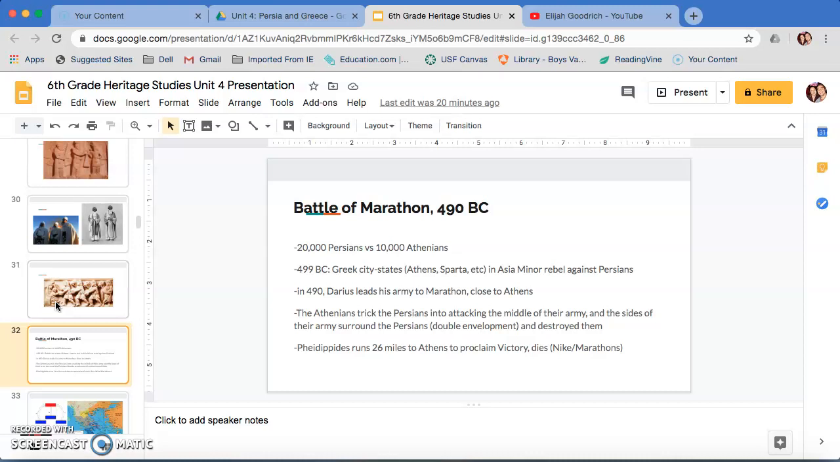It is remembered because a Greek soldier named Phidippides is going to run the 26 miles from Marathon to Athens to help proclaim victory. He runs into the city, calls out Nike, Nike, Nike, which is the Greek winged goddess of victory, means victory, and he is going to end up passing away shortly after that. But that's where we get marathons from as well. Marathon is 26.2 miles.